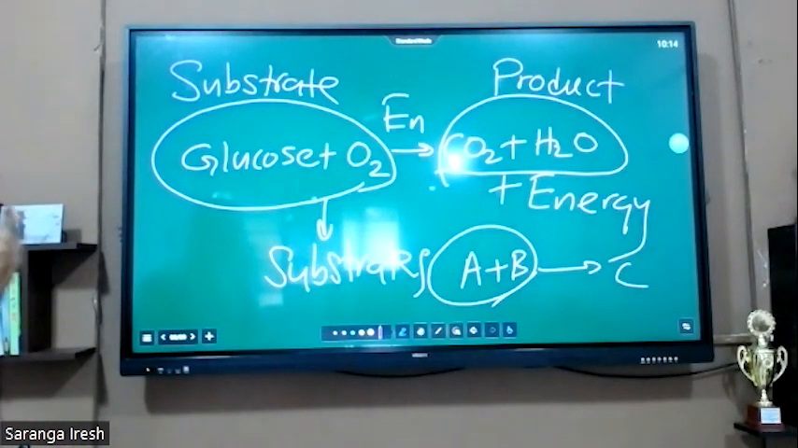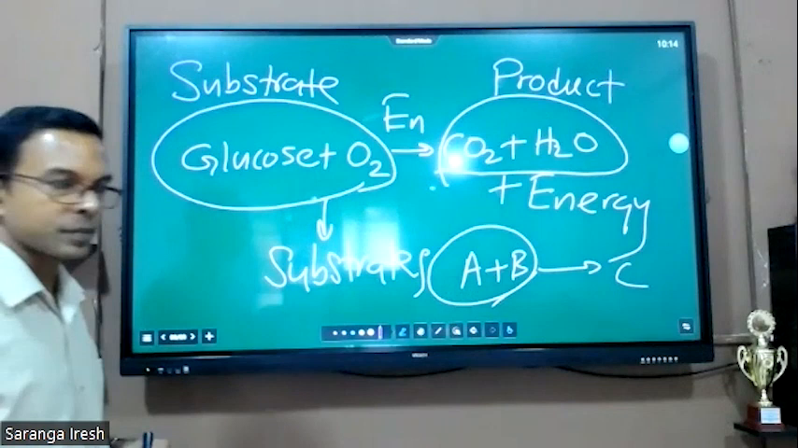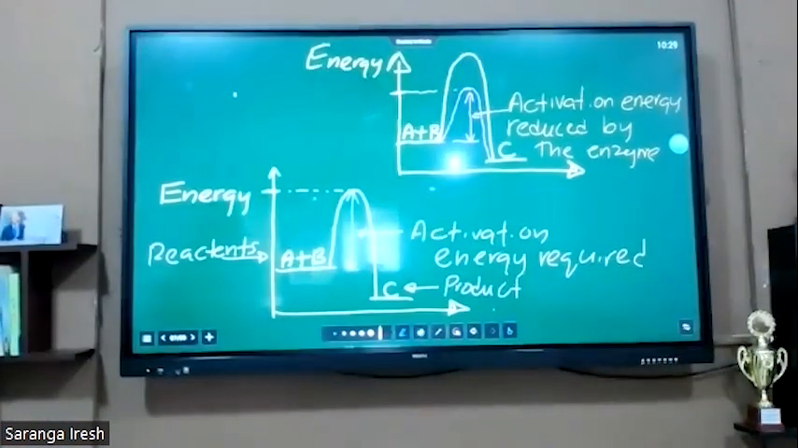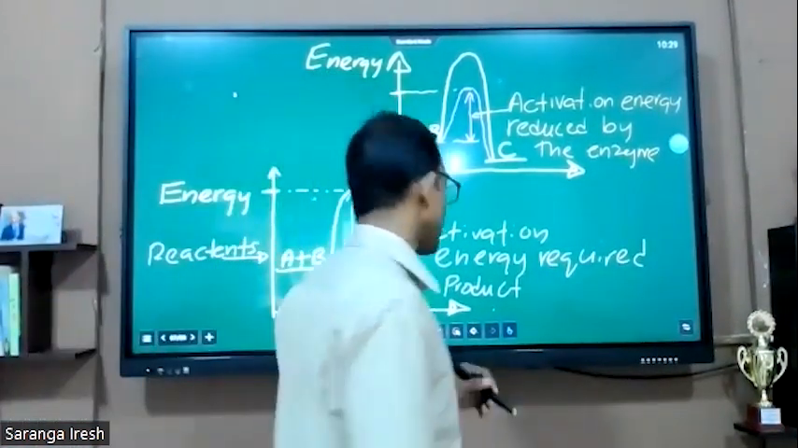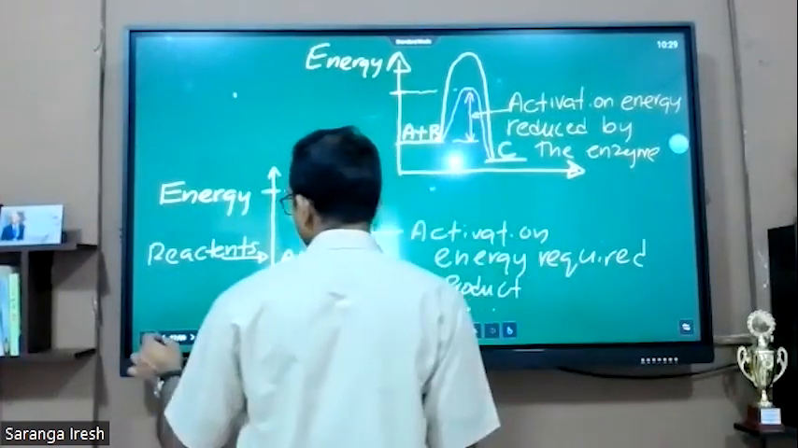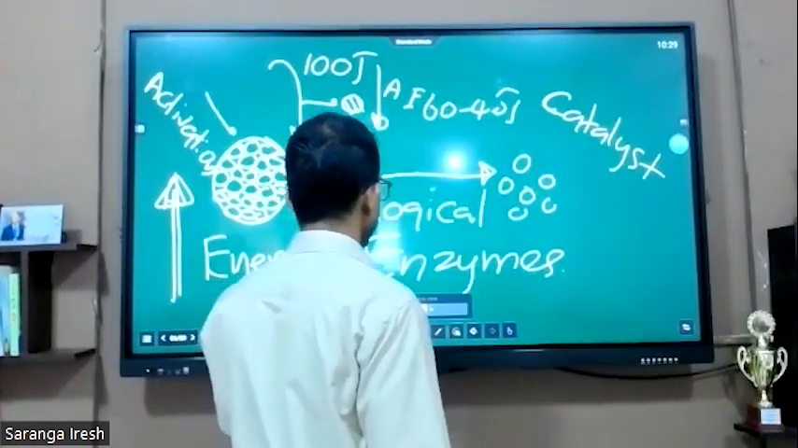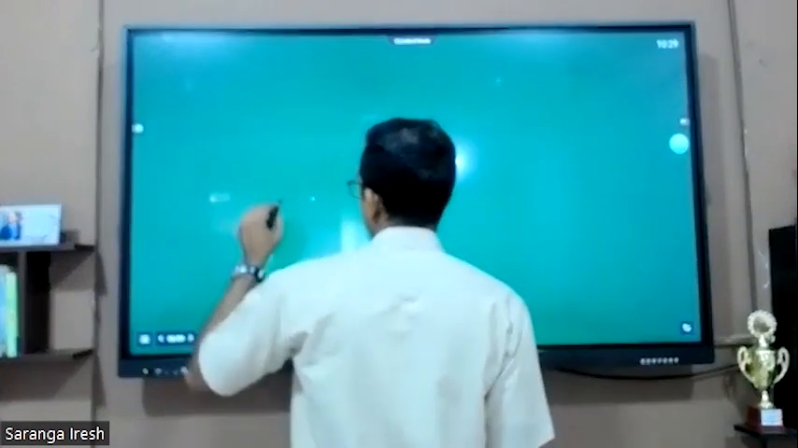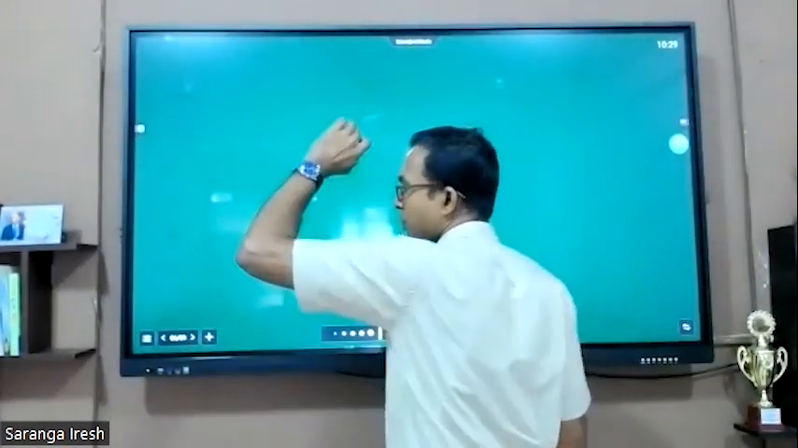Right. Is that clear? Then what happens first? Here, how does a reaction occur in the mixture, when there is a substrate molecule?